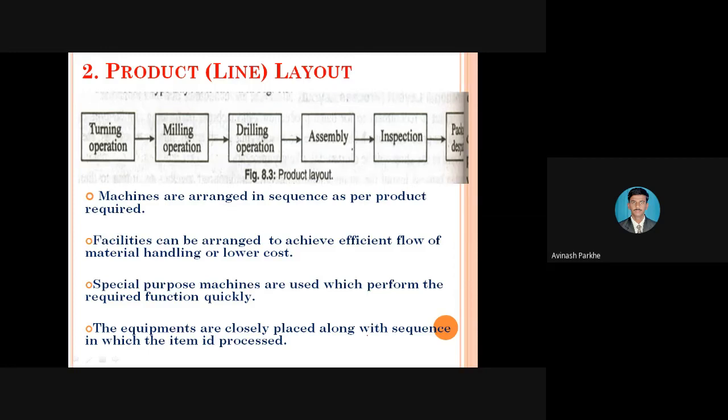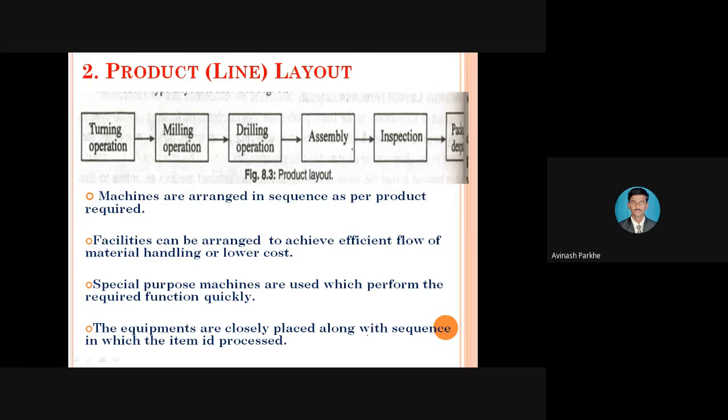Okay, so if I have to go for mass production as compared to the process layout, what is the difference between this layout and the previous layout? In case of a process layout, batch production takes place. All the similar types of machines are grouped together. But here, the similar types of machines are not grouped together.